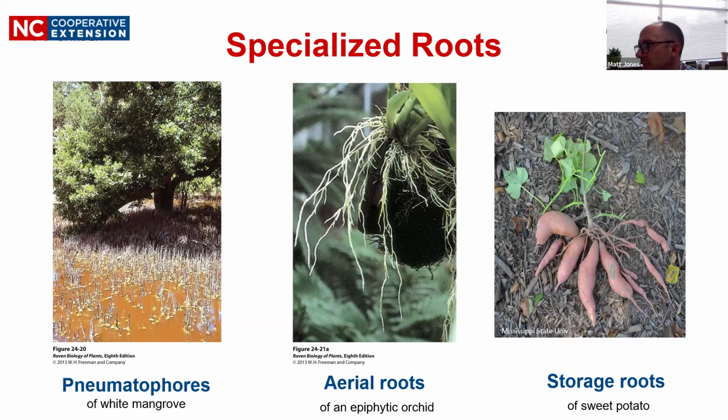And then roots can also be modified, kind of like stems, into energy storage, like in the case of sweet potato. Notice here, sweet potato, which is a type of morning glory, has a storage root instead of a tuber. And on a sweet potato, you'll never find eyes, really. So you won't find buds because it's not a stem, it's a root.